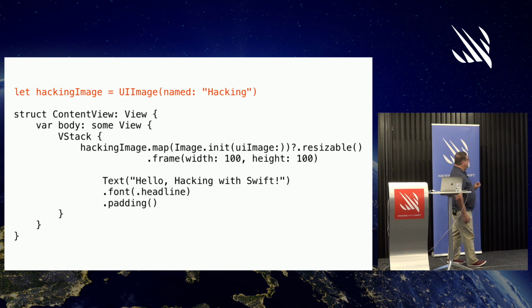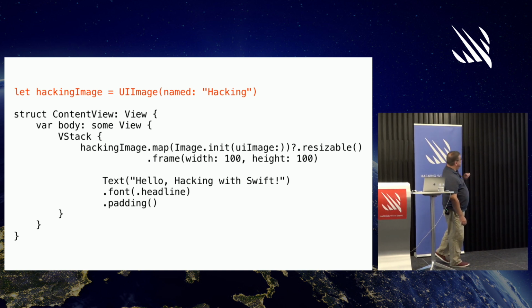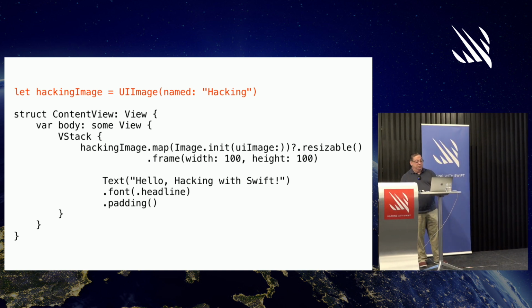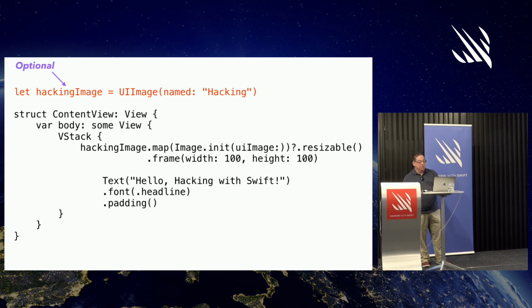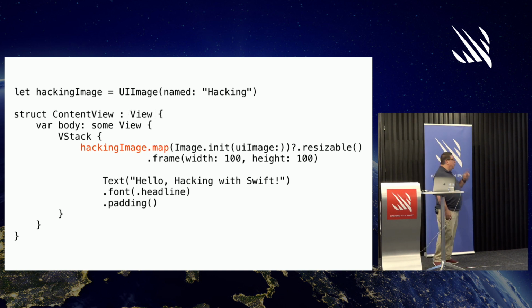She said, what if I have this image and the image is optional? If the image is optional, then I can take that image and use the map for optionals. The map for optionals does what? It takes nil to nil. It takes non-nil to non-nil. And so I've started with an image, a specific image, and I've mapped it into a SwiftUI image container, and I only get something if the original image wasn't nil.